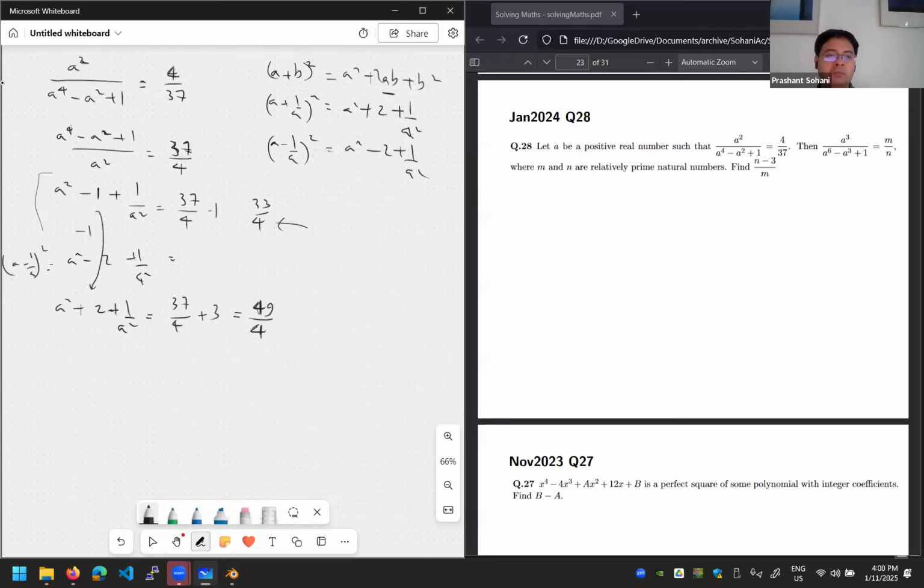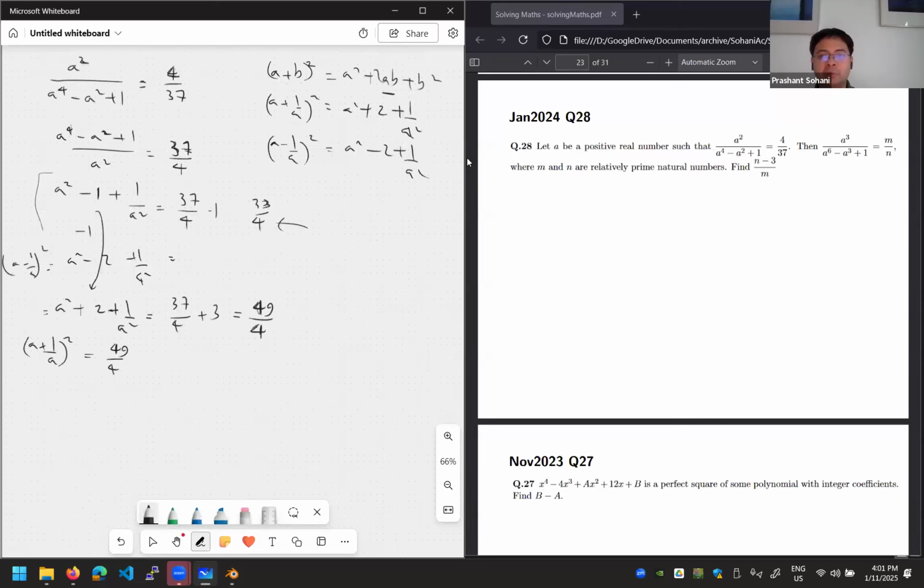Maybe even with this one, you can somehow struggle and find the answer, but we want to be efficient. So whenever you have a choice like this, don't be in a rush that, okay, -1 looks so close to -2, we'll quickly make that change and proceed, but then you will get stuck. If you just pause for a couple of seconds and observe that my +2 is a better approach, then (a plus 1 over a) whole square is 49 by 4.